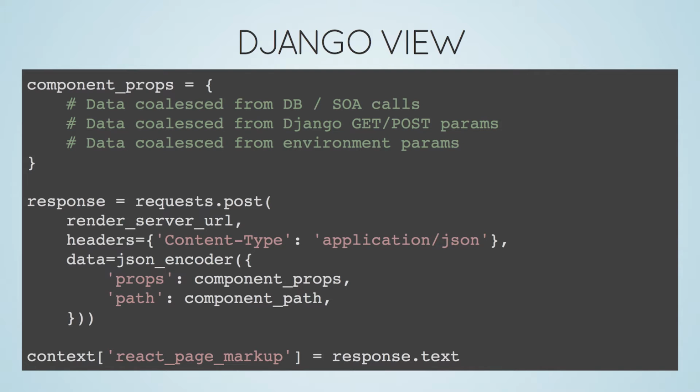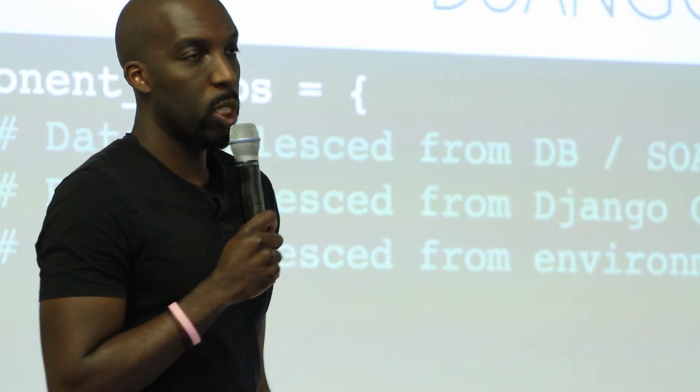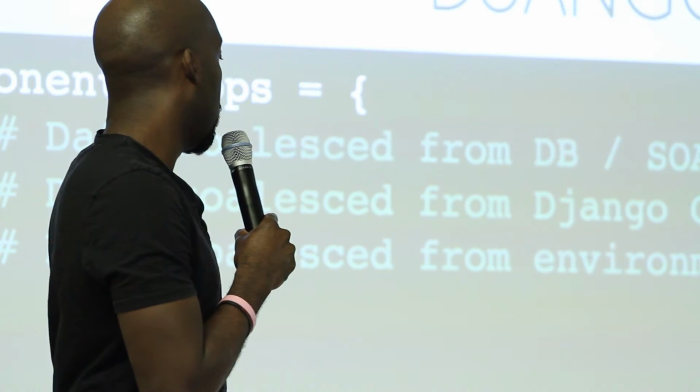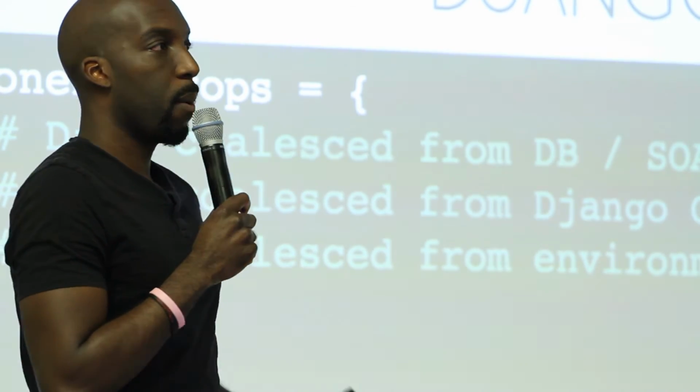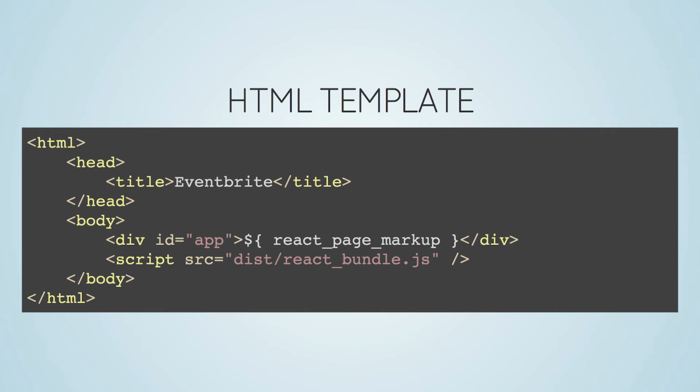So as you can see, similar to the curl request, we would go to the render server URL, we would pass in JSON, which this would be encoded as, and then we would get back the response Python object. And then response.text would be the actual markup. And then we put that markup in the template context as a variable called react_page_markup. And then that variable ends up being able to be used in an HTML template.